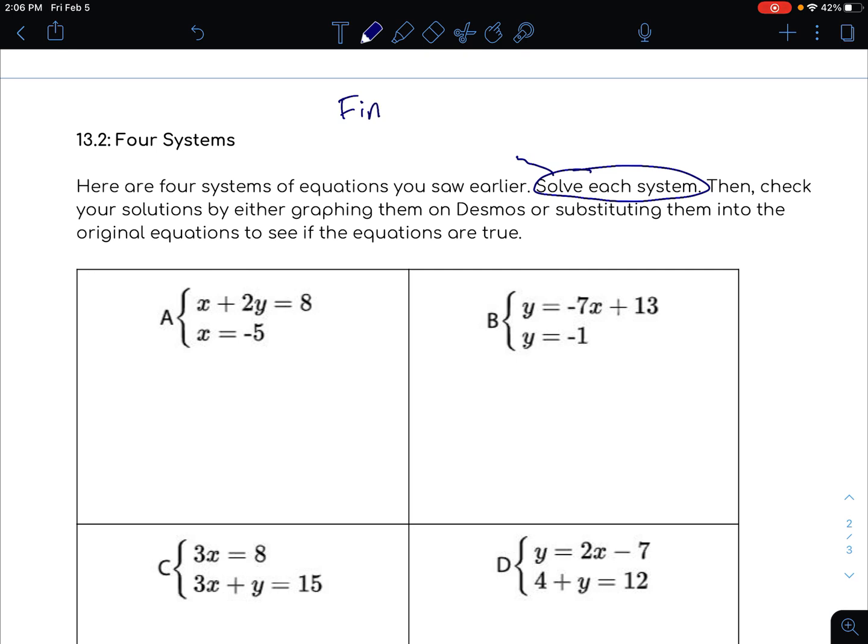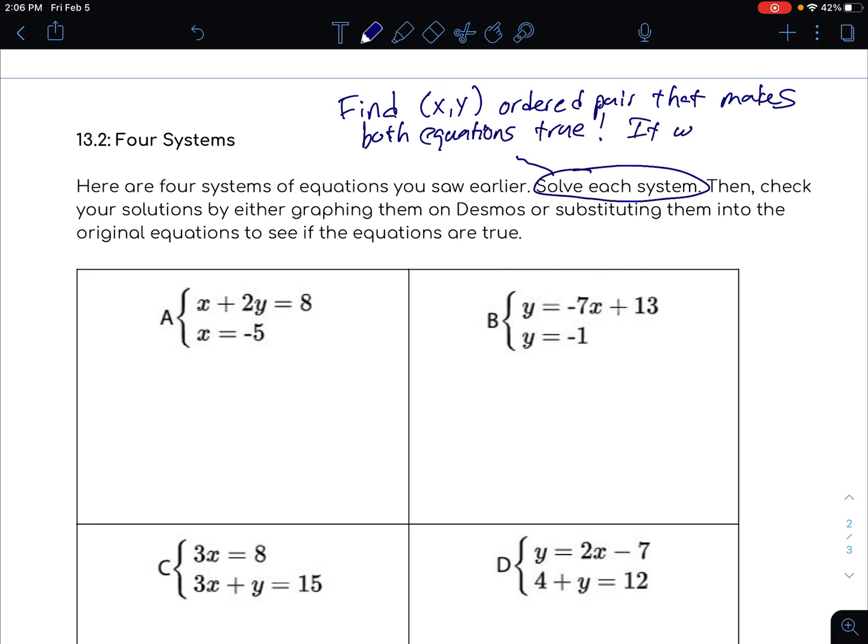Okay, solve the system. All right, so let's remember what that means. When we solve a system, we're going to find the xy ordered pair that makes both equations true, that works. All right, so that's what we really want. We want an x and a y value that would make both of the equations true.